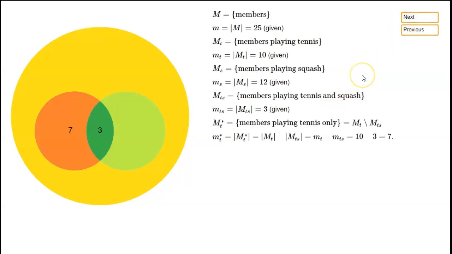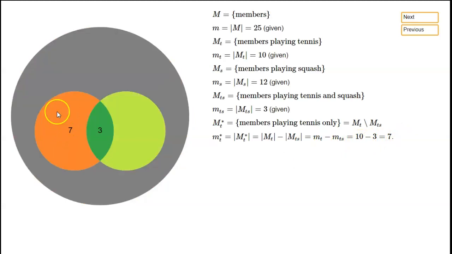So next, it's easy to work out the number of people who only play tennis. Okay, so the set of people who only play tennis is going to be called MT star, people who play tennis only. And that's MT, the people who play tennis, and then we remove MTS, the people who play both tennis and squash. And so little MT star, that's the size of that set. So that's the number of people who play tennis minus the number of people who play both tennis and squash. 10 minus 3 is 7. Okay, so in this Venn diagram here, we've got 7 in this region here. These are the people who play only tennis. 3 people here who play both tennis and squash. So together that's 10 people playing tennis.